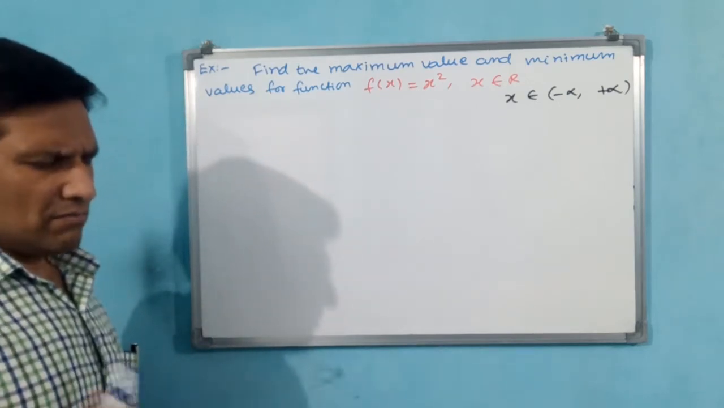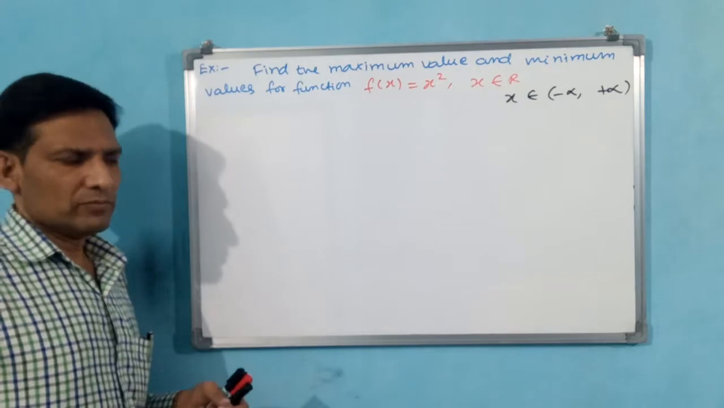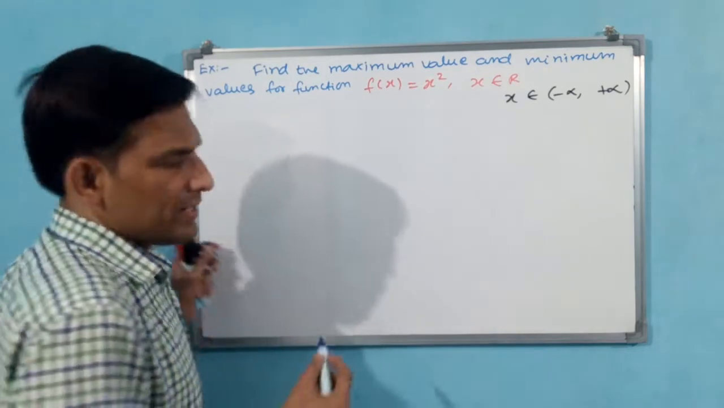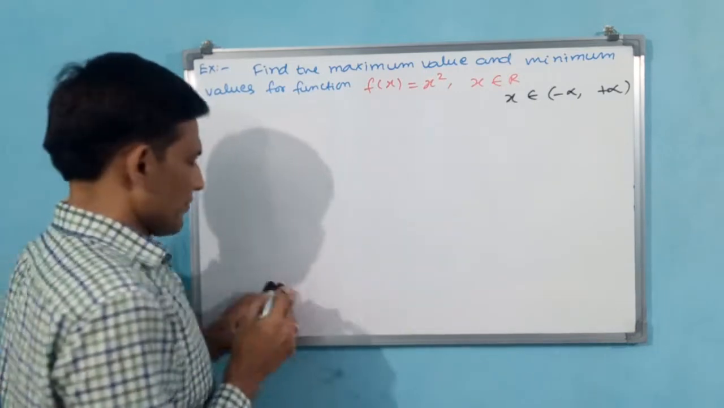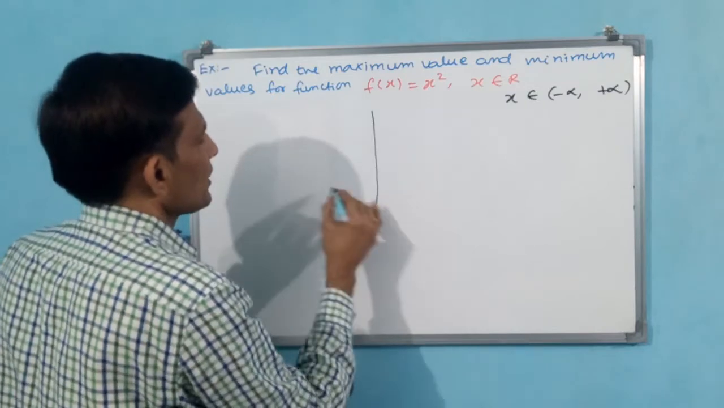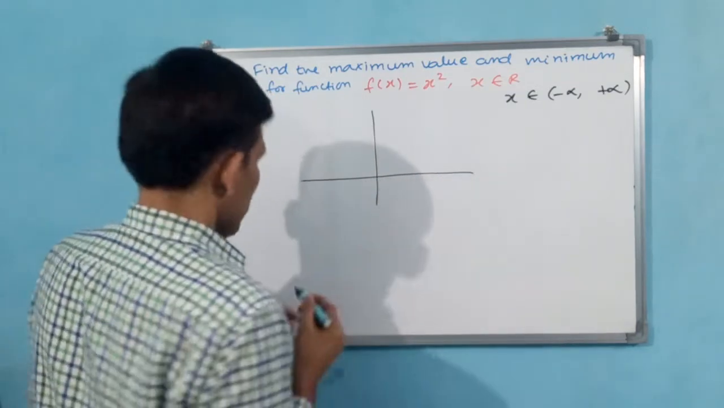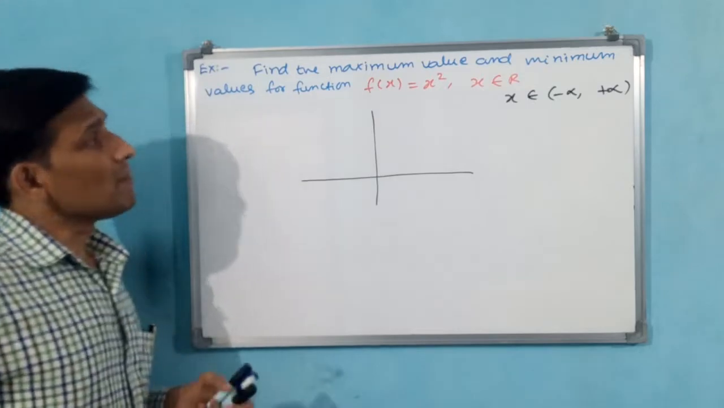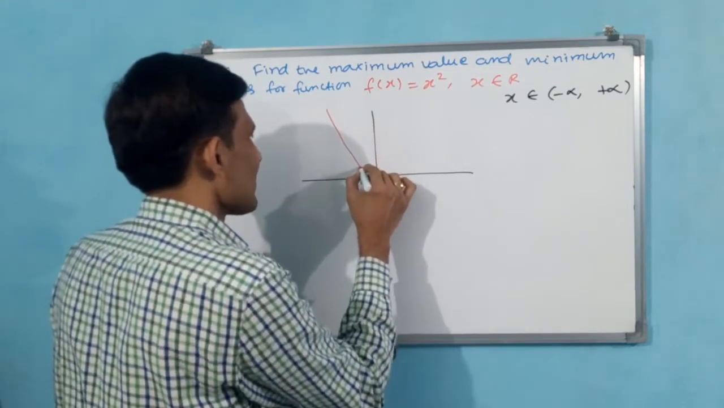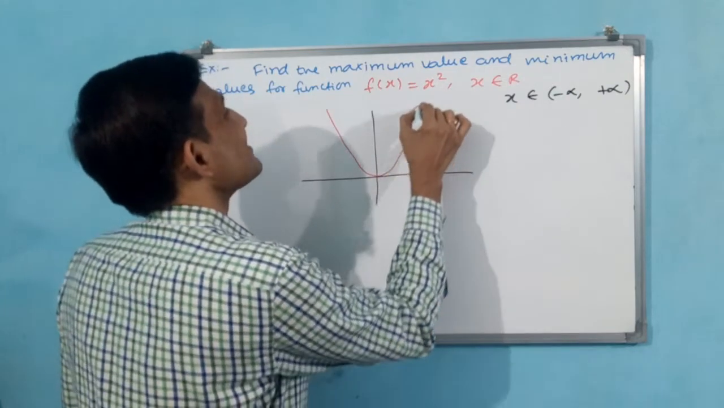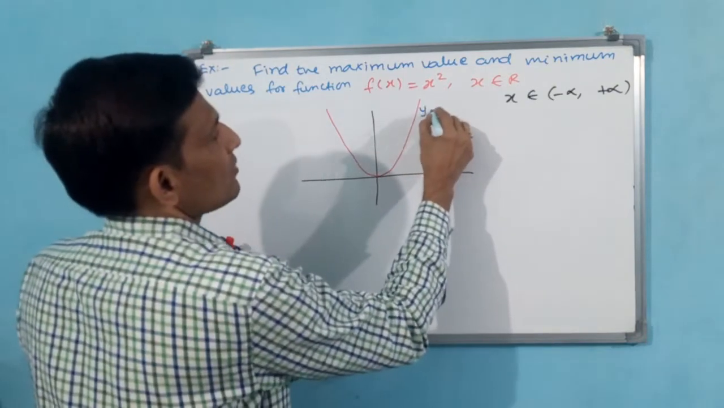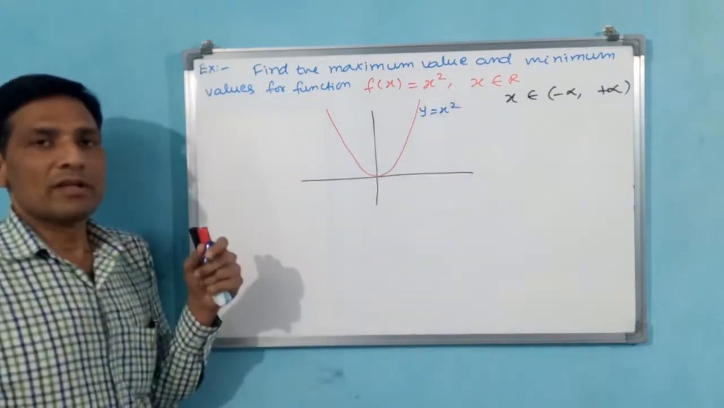Better we draw a graph. At least a small graph we will draw. With the graph only you are going to understand it very clearly. See what I am writing. I am drawing the graph of this function. We know very well that f of x is equal to x square will be parabola like. Is it okay? See, this is y is equal to x square, or f of x is equal to x square.